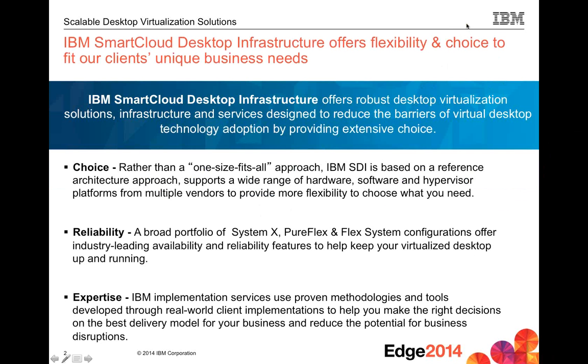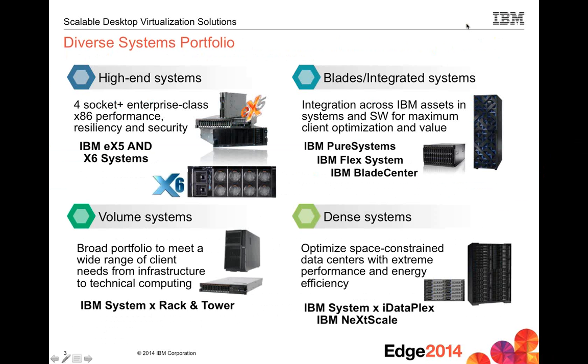So as we move forward, and we want to talk about choice, we wanted to ensure choice in every facet. So we've got a very diverse portfolio of hardware systems, from high-end systems with 4 sockets, our EX5 and our X6 product lines, all the way into our blade and integrated systems with our Blade Center technology as well as IBM PureSystems technology.